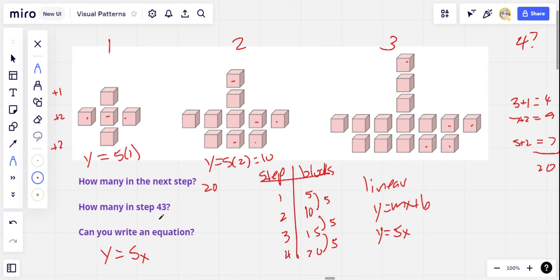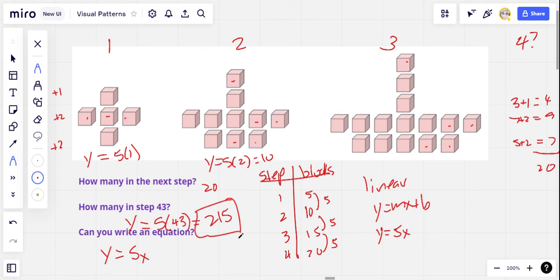Once we've got that equation, it's not too difficult to figure out the number of blocks in step 43. We're just going to plug in 43 for x. So y equals 5 times 43. Let's see, I'll do this in my head. 5 times 40 is 200, and 5 times 3 is 15. So that's 215 blocks in step 43.